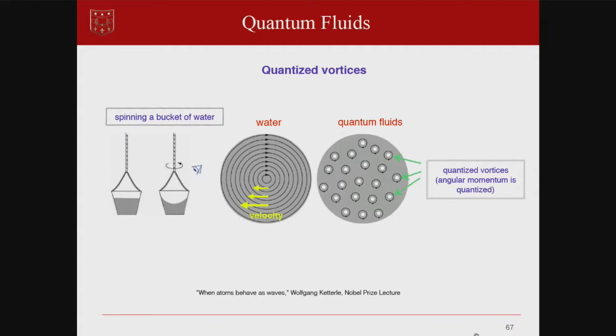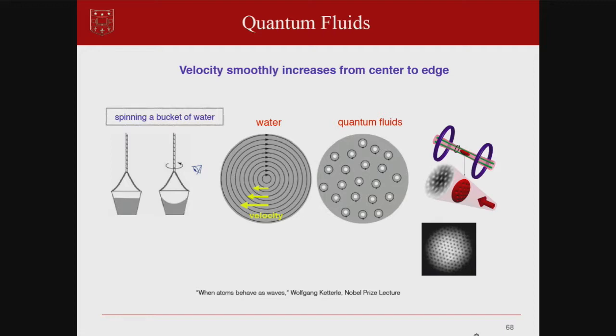On the other hand, if you rotate a quantum fluid, what you will see is that most of the region actually does not rotate at all, but it will create some quantized vortices. And the angular momentum is quantized. Together, these quantized vortices will take up the angular momentum that you give to the system, so that only these are rotated. The majority of the system actually does not rotate at all. So this is one manifestation of the quantum fluid. And people have seen that in cold atoms. You cool the atoms, and then you use light to rotate them, and then people see this kind of structure.